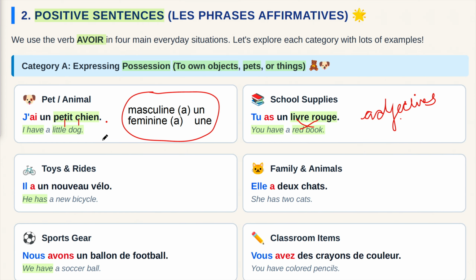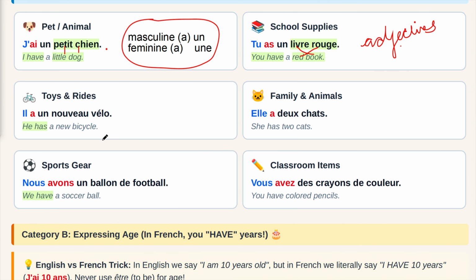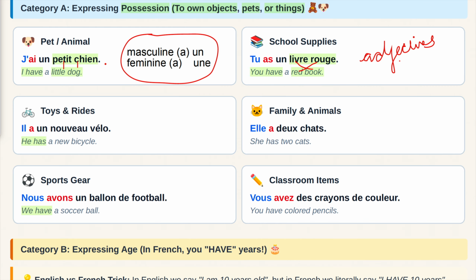So this is something which is very important. Let's do the next examples. Next is toys and rides. Okay, toys and rides is supposed to be something that you have, a new toy or a ride. So it's saying he has a new bicycle. If you're having a notebook, please keep on writing down the vocabulary like dog, chien, little, petit, livre, book, red, rouge, okay, and try to pause the video and try to give yourself an answer first.